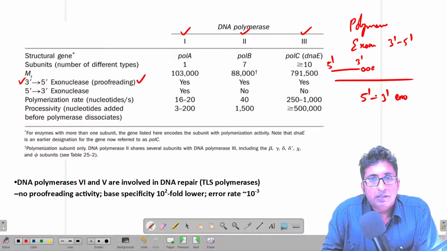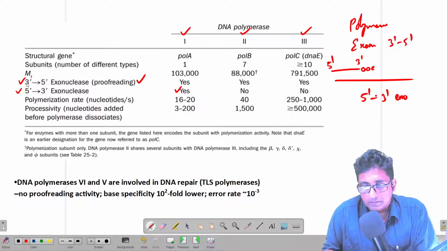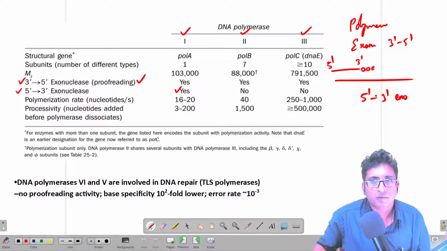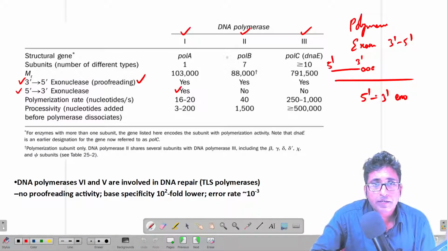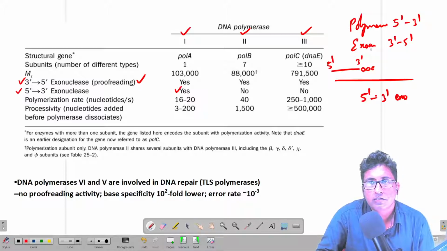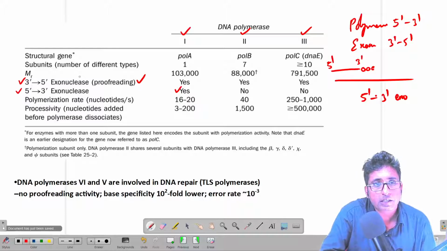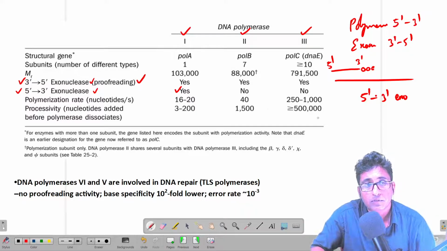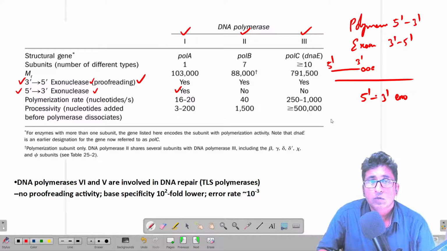That is by DNA polymerase 1. So DNA polymerase 1 is special because it has polymerization activity, and it's better to remember 5' to 3' polymerization activity. It has exonuclease activity, proofreading exonuclease activity. It also has 5' to 3' exonuclease activity, which will become handy for us in some time.